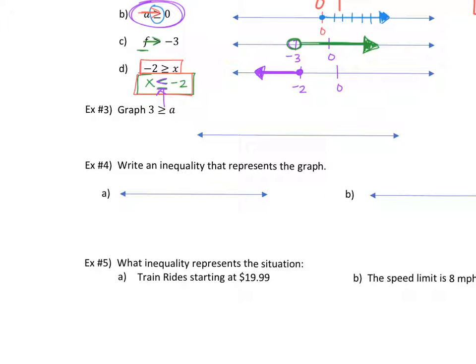Okay, so you try this one. 3 is greater than or equal to A. Try that on your own real quick. Try it in pencil in case you do it wrong, or you can just draw another graph next to it if you do it wrong. 3 is greater than or equal to A.